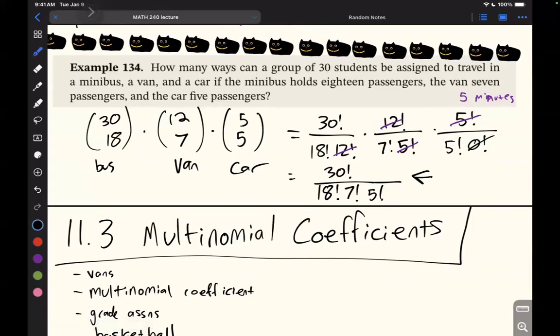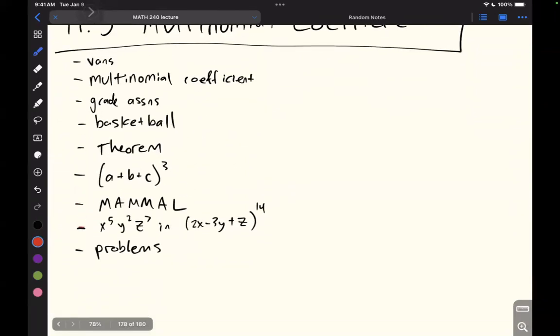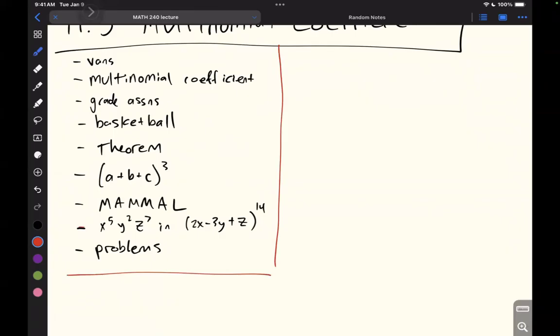I don't know about you, that looks pretty convenient, right? So we went with our original number of 30 students. We've got 18, 7, and 5. Great. And it turns out we can generalize this. So here, this is my plan for the day. We can generalize this.